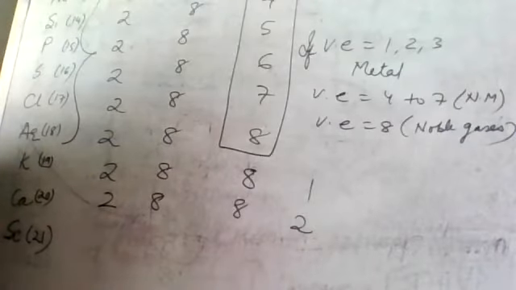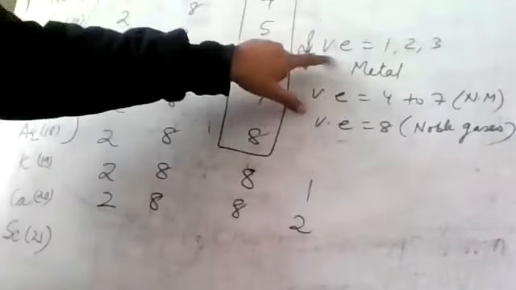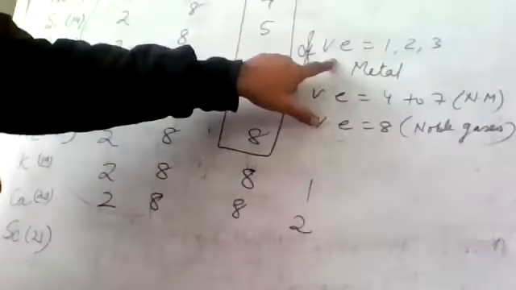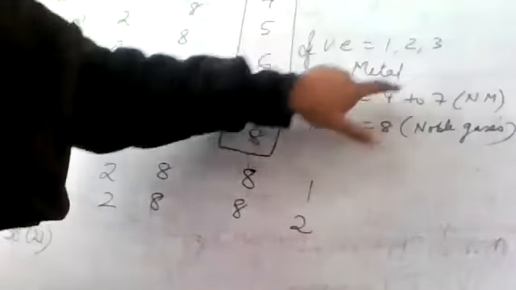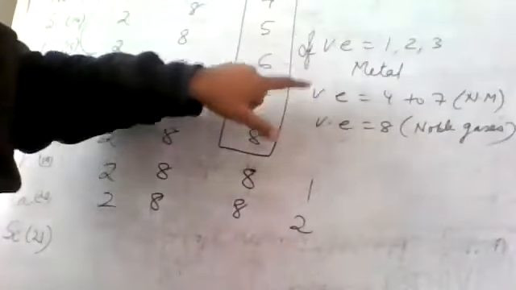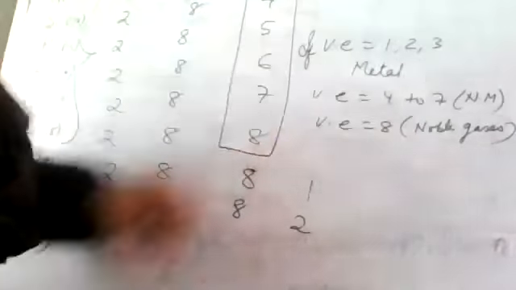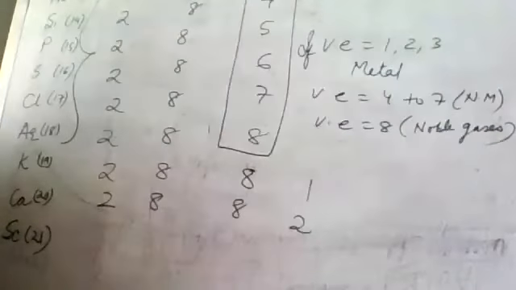So from valence electron, what you can tell, if valence electron is 1, 2, 3, then the given element is a metal. If it is 4 to 7, then it is a non-metal. And if it is 8, then it is noble gases. Now tell me, see the valence electron and tell me which of them are metal and which of them are non-metals.